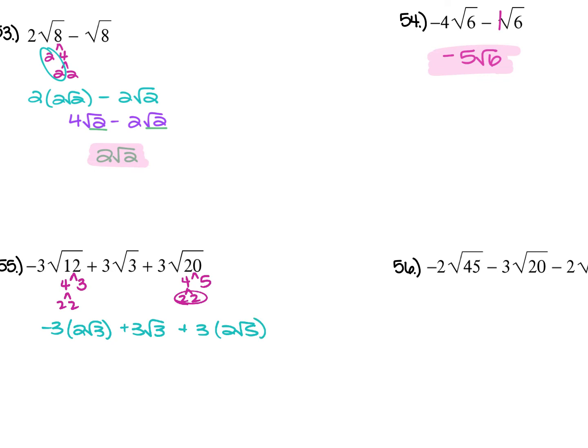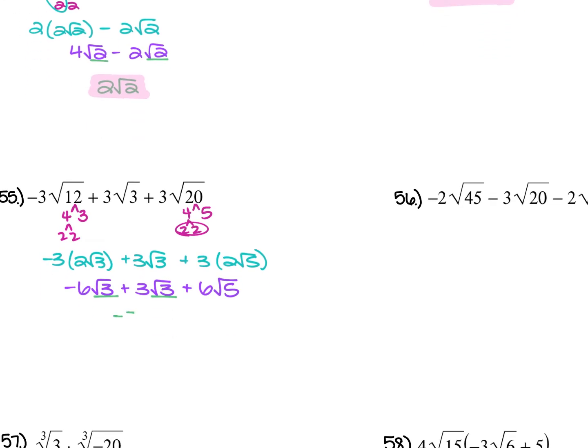Negative 3 times 2 square root 3 is negative 6 square root 3 plus 3 square root 3 plus 3 times 2 square root 5 is 6 square root 5. Your only like terms here are the ones with the square root of 3, so you combine those and you are left with negative 3 square root 3 plus 6 square root 5.